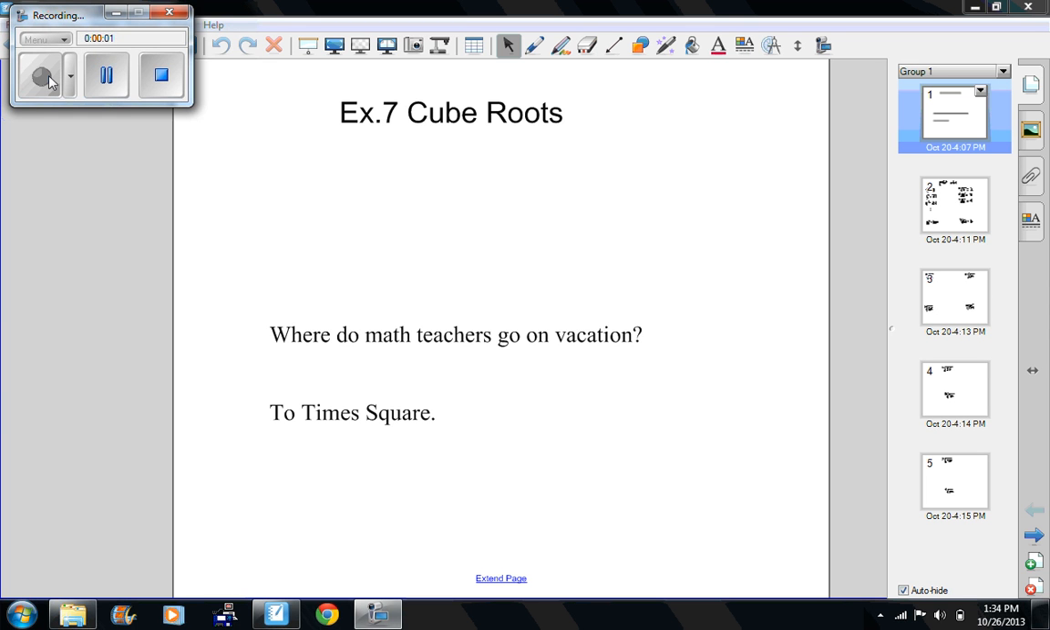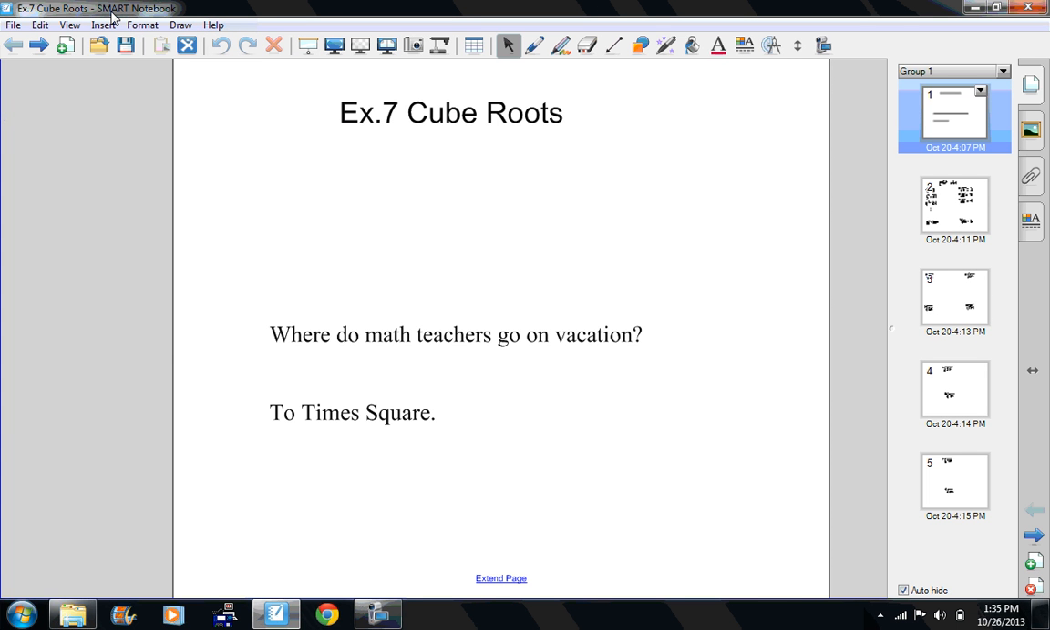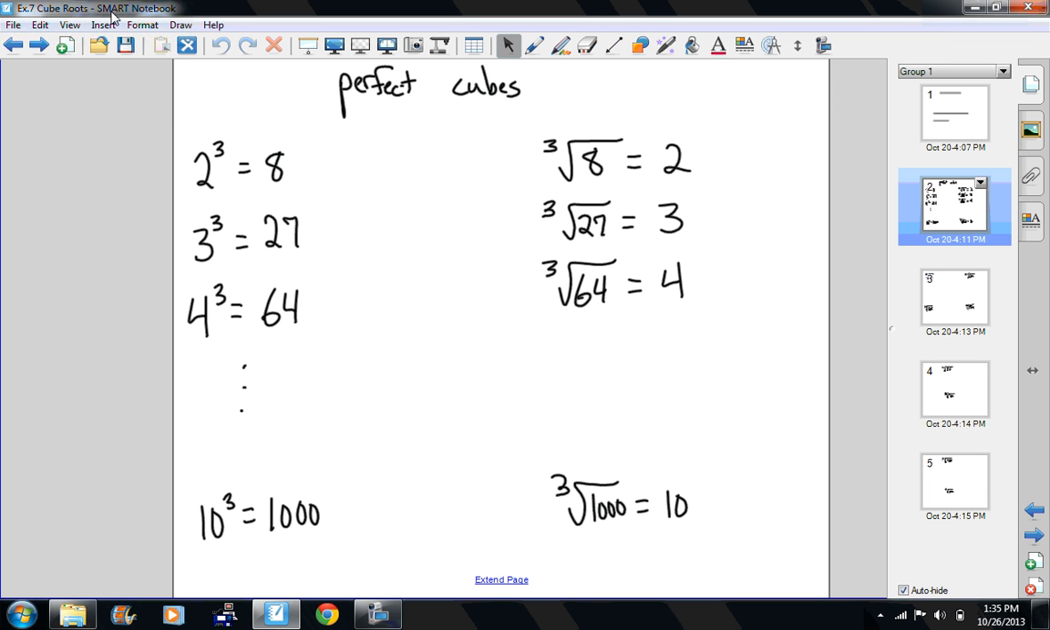The last section of this unit is going to be working with cubed roots, which is going to be taking a lot of the stuff we've been doing and just extending it a little bit, but it should be very similar to square roots. So, perfect cubes is the same idea as perfect squares.